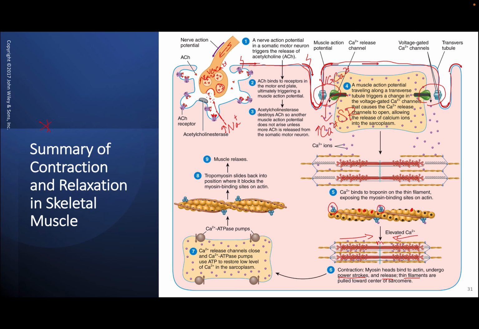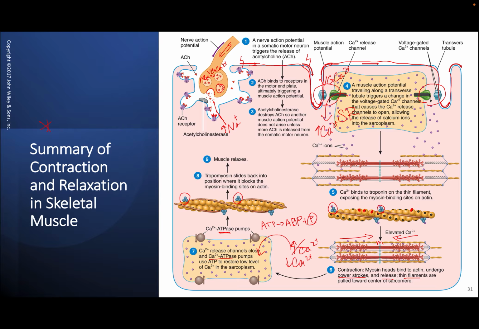Now, when we're done and we're ready to relax, at that point we're going to call in the calcium ATPase. We're actively going to spend energy, converting ATP into ADP plus our little phosphate. We're spending cellular energy to pump this calcium, which is high in the sarcoplasm, back into our sarcoplasmic reticulum, and this is going to cause the drop in our calcium levels.